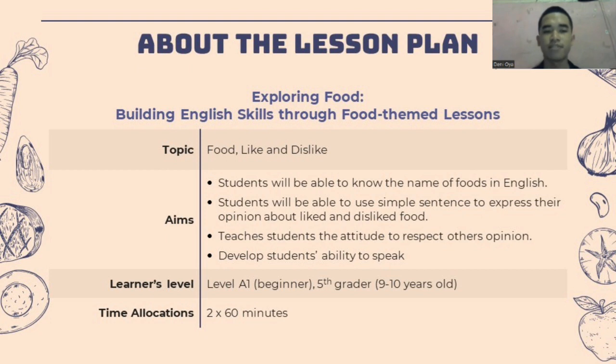The learner level for this lesson plan is level A1, which is beginner, and we took the fifth graders of elementary school, which is about 9 to 10 years old. The time allocation for this lesson plan is 2 times 60 minutes, which means this lesson plan will take 2 meetings, which will take 60 minutes each.